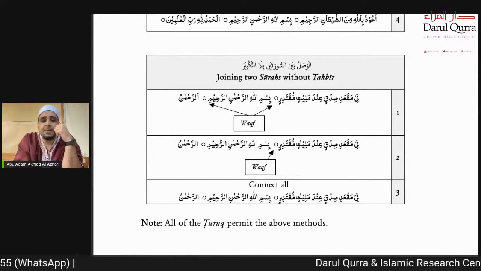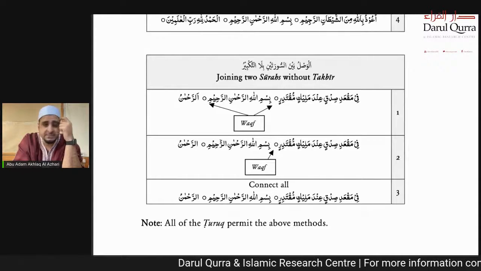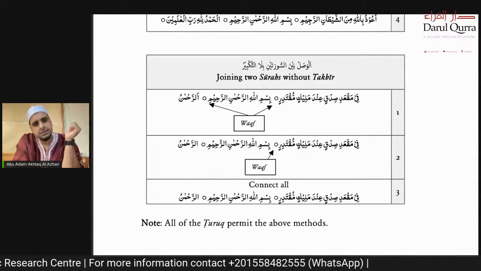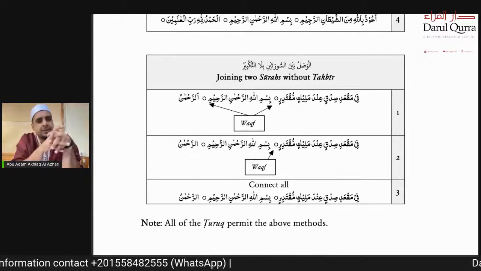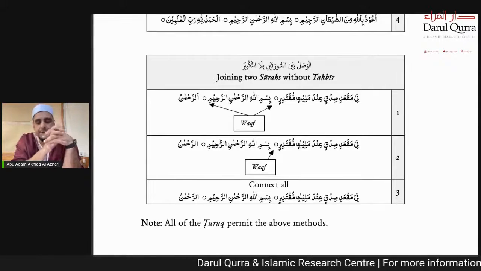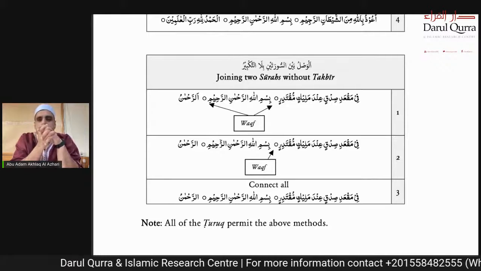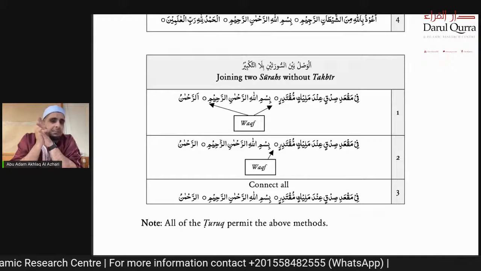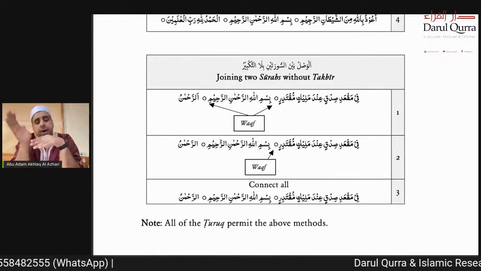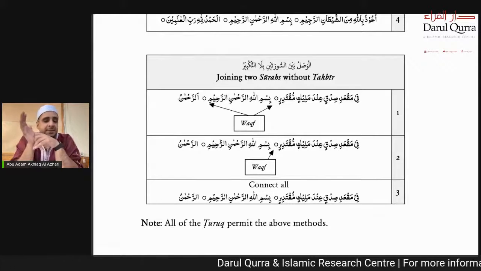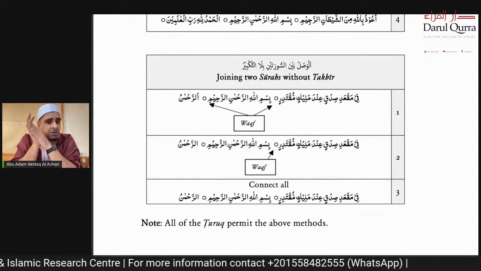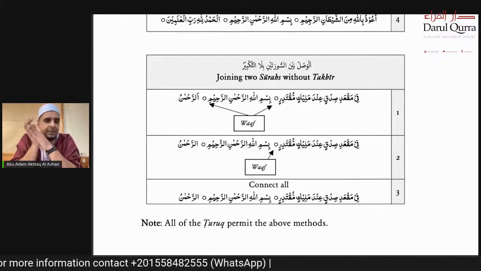For example, وَأَمَّا بِنِعْمَةِ رَبِّكَ فَحَدِّثْ بِسْمِ اللَّهِ الرَّحْمَنِ الرَّحِيمِ. Incorrect. Why? Because I joined the basmala with the last ayah and I stopped. So I must continue. I must read the first ayah of the next surah. Then it's fine. Say, for example, وَأَمَّا بِنِعْمَةِ رَبِّكَ فَحَدِّثْ بِسْمِ اللَّهِ الرَّحْمَنِ الرَّحِيمِ أَلَمْ نَشْرَحْ لَكَ صَدْرَكَ. Perfectly fine.